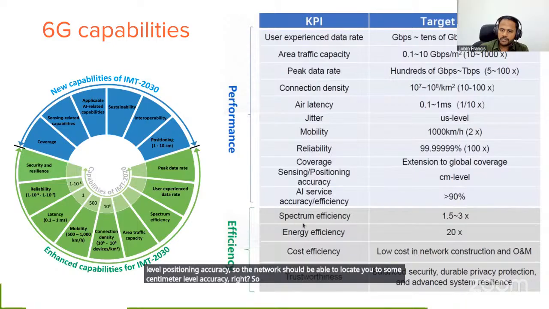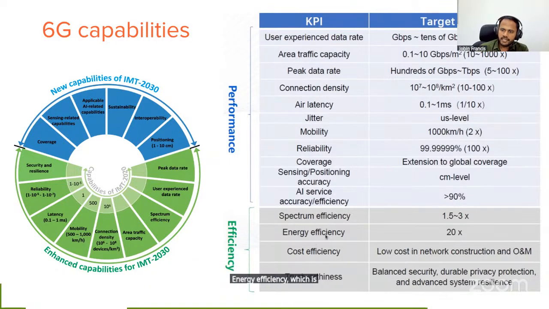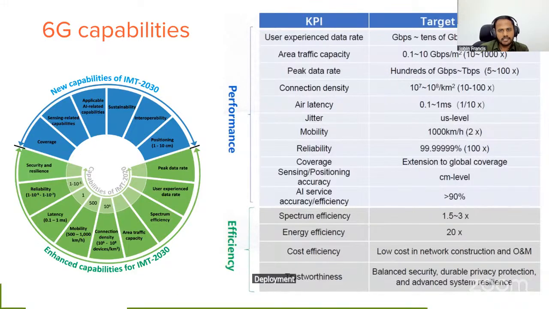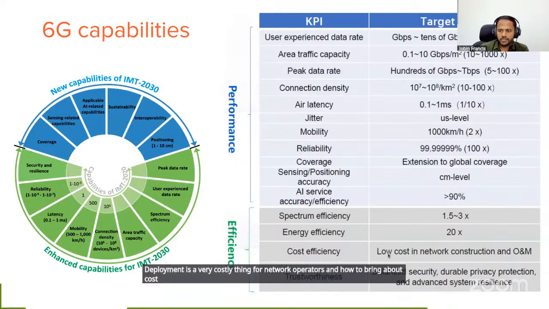So in addition, you also have energy efficiency, which is like the sustainability aspect, right? So how much energy are you spending in setting up the network? Also, cost is a big consideration, right? Because the infrastructure deployment is a very costly thing for network operators, and how to bring about low cost, both in terms of network deployment as well as operation and management.